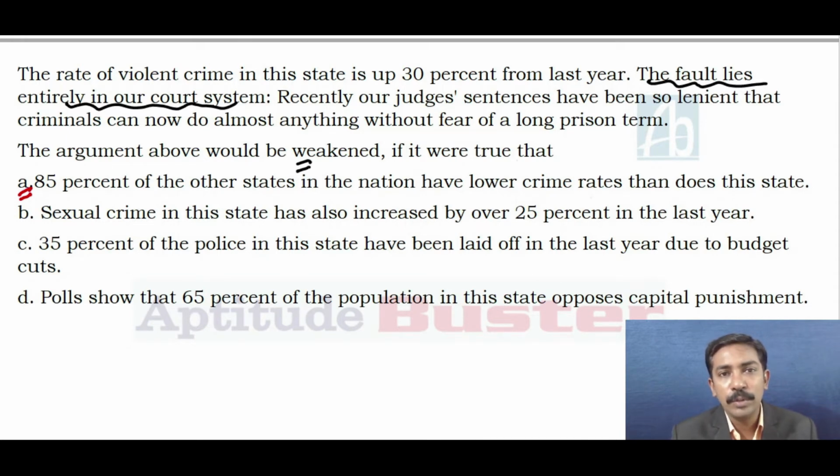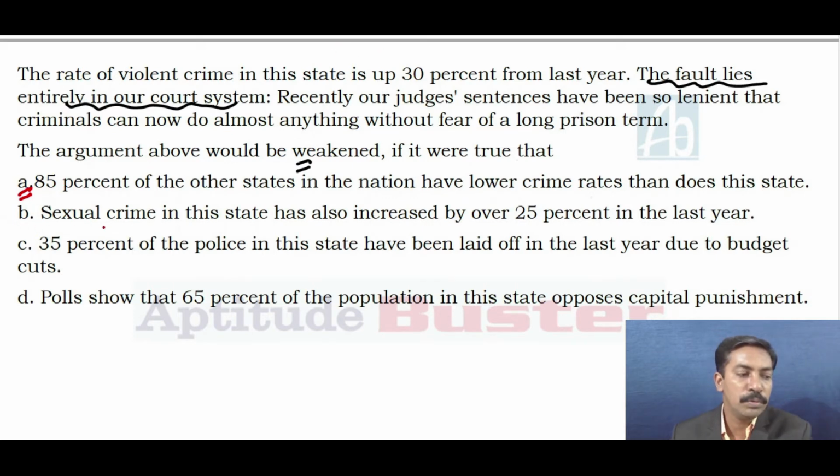If someone asks you why you have scored less than 60 marks in a particular paper, you need to give them a reason why you have scored less. Rather, if you say not only me, even others have scored less, or in fact many have scored less than 50 in this particular paper, does it give a reason? Certainly doesn't. Option A provides you a comparison of crime rates, or it says that other states have lower crime rate. It doesn't give us a reason, or it doesn't weaken the argument. We can eliminate option A.